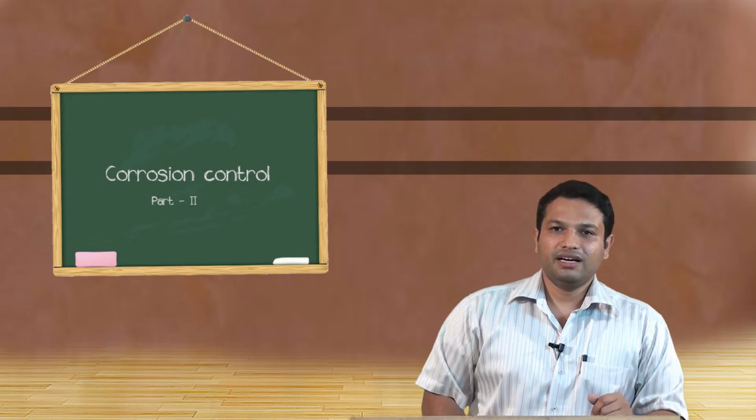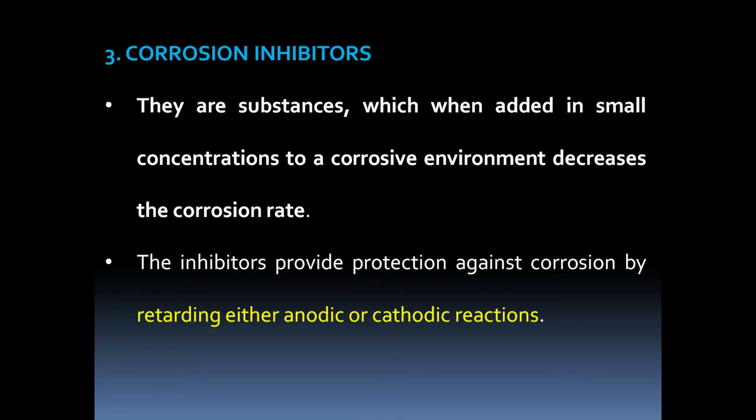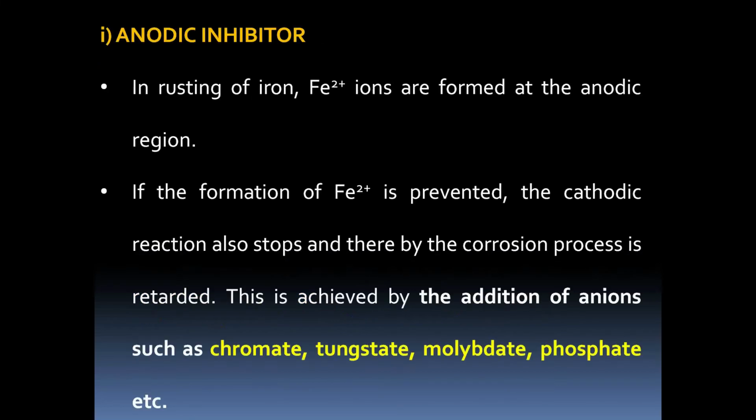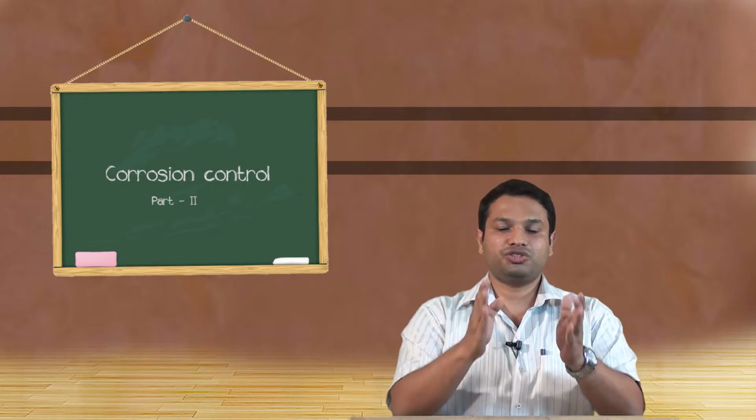Next method is corrosion inhibitors. Corrosion inhibitors, as the name says, are substances which hinder the rate of reaction and prevent the metal from undergoing corrosion. So we are purposely adding some reagents or substances so that the corrosion is stopped. There are two types of corrosion inhibitors: anodic inhibitors and cathodic inhibitors. Anodic inhibitors are added to stop the anodic reaction. For example, if I have iron, the iron loses its electrons to become Fe2+. That is called oxidation. So we have to stop this oxidation.